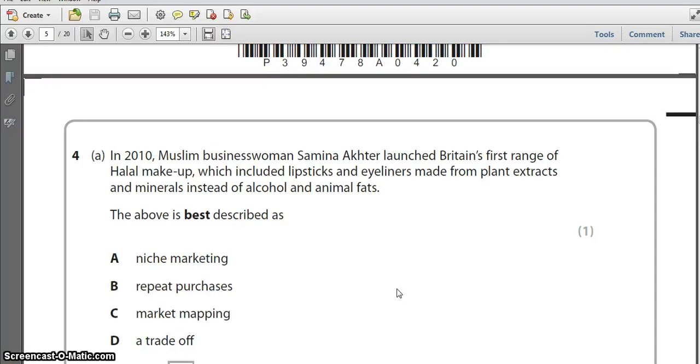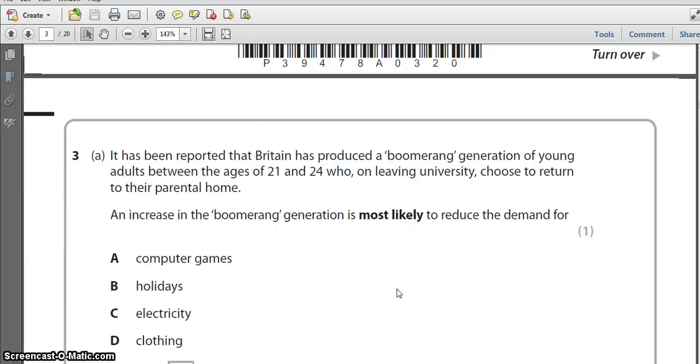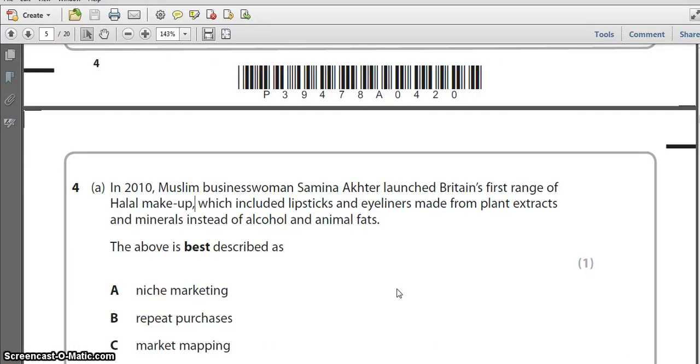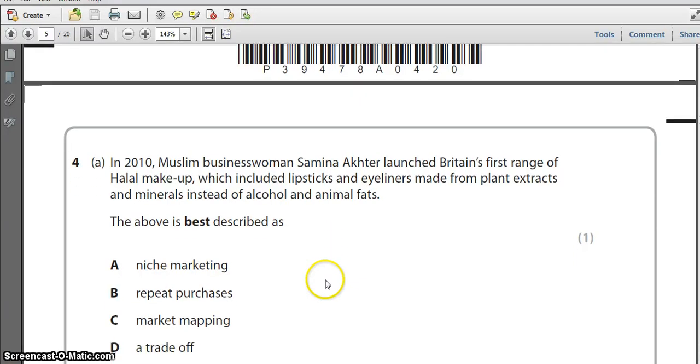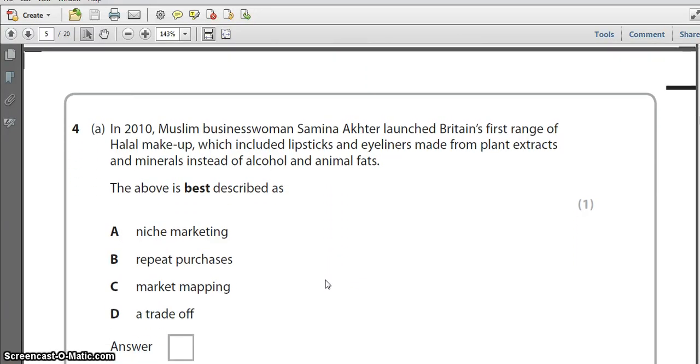Question 4. Muslim businesswoman Samina Akhtar launched Britain's first range of halal makeup, which included lipstick and eyeliners made from plant extracts and minerals instead of alcohol and animal fats. The above is best described as, right. So this lady is producing quite a unique form of makeup made from very specific products. Therefore, the answer is A.